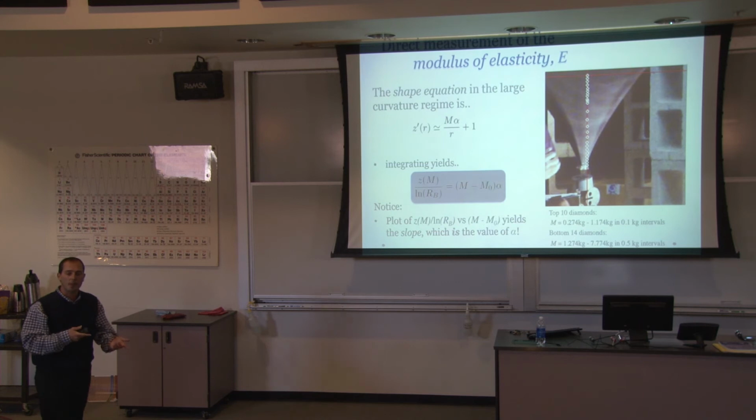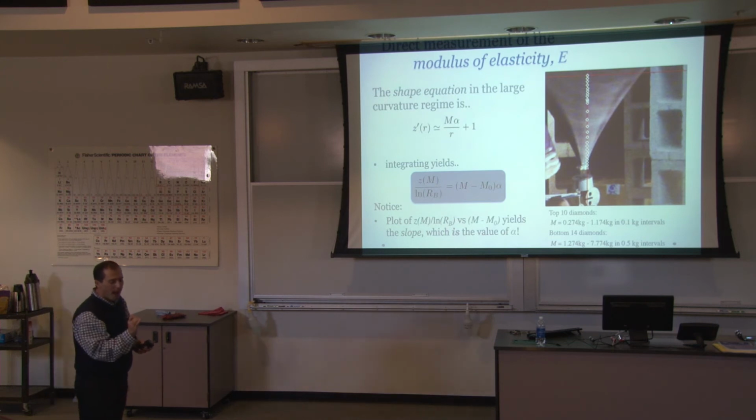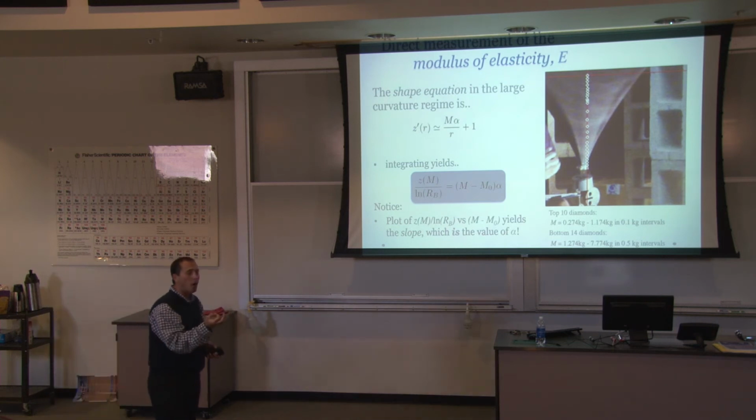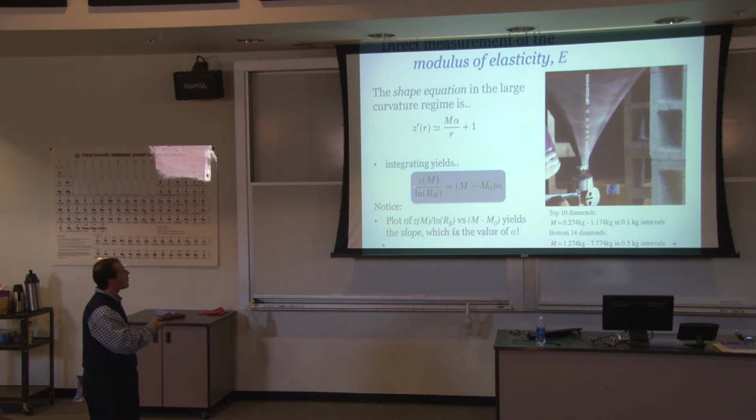But then I started realizing I could think about it differently. Instead of thinking of it as a shape equation, z as a function of r for a given mass, I could do the opposite. I can hold r constant and change the mass. So if I think of z as a function of the mass, what do I find? This is what my expression becomes. This is thinking of the height as a function of the mass.